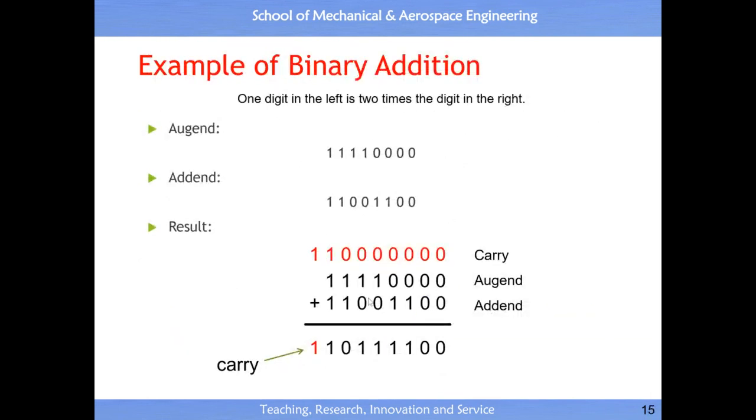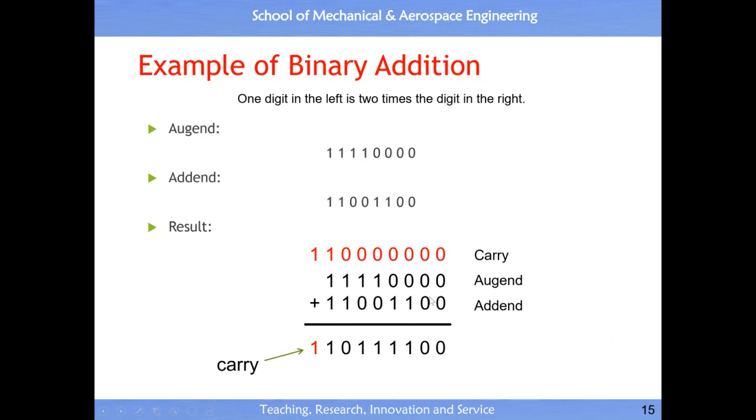Okay, then one more example. Let's say we have an augend, this is one input, and the second input we call an addend. So then what will be the result? We add them together. We just do this calculation. This is the augend, this is the addend.